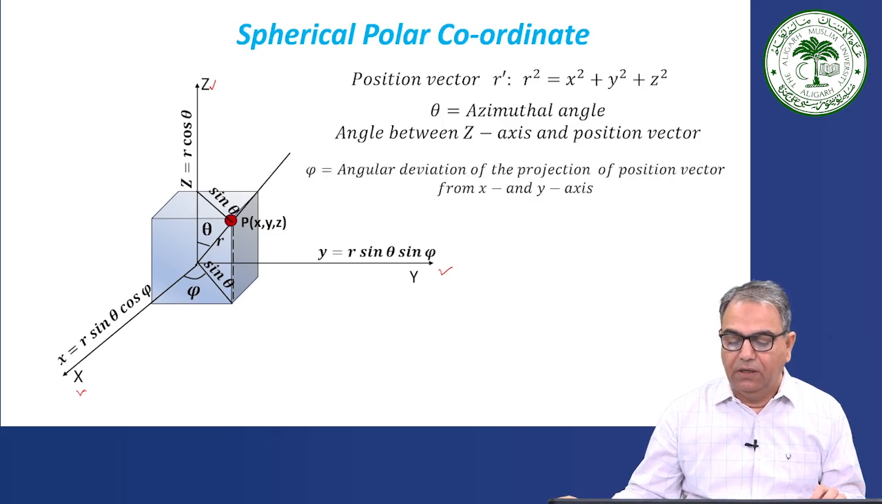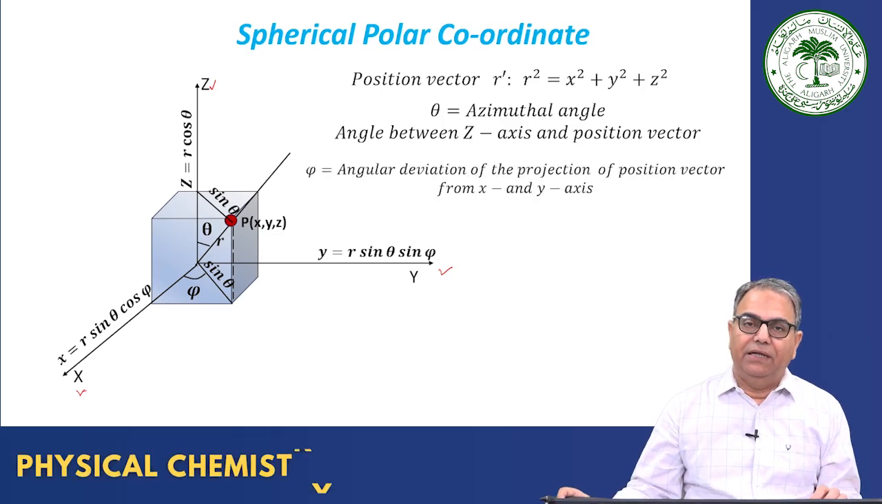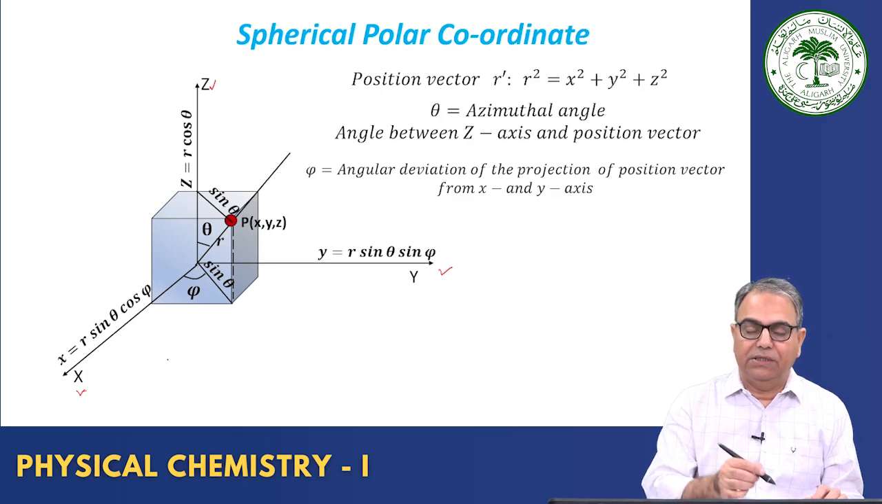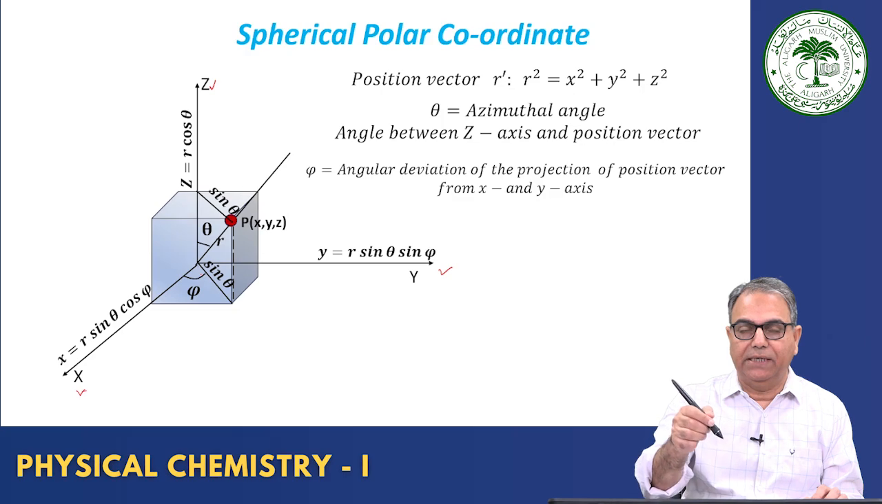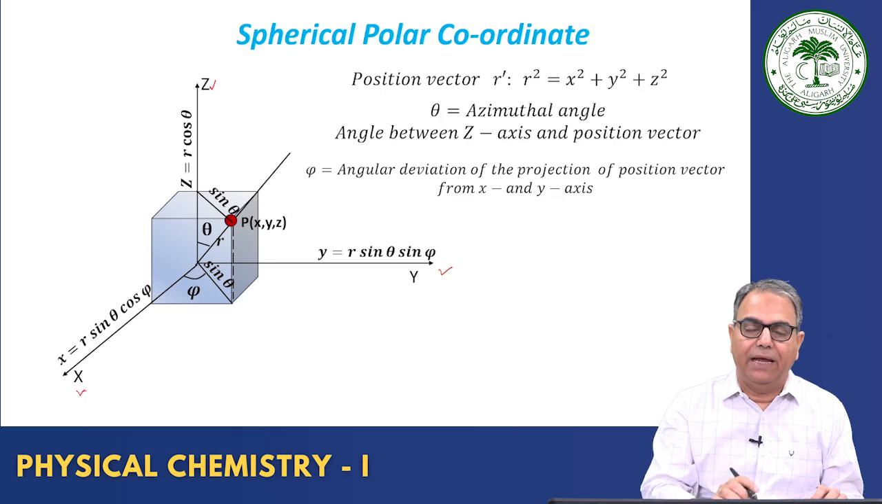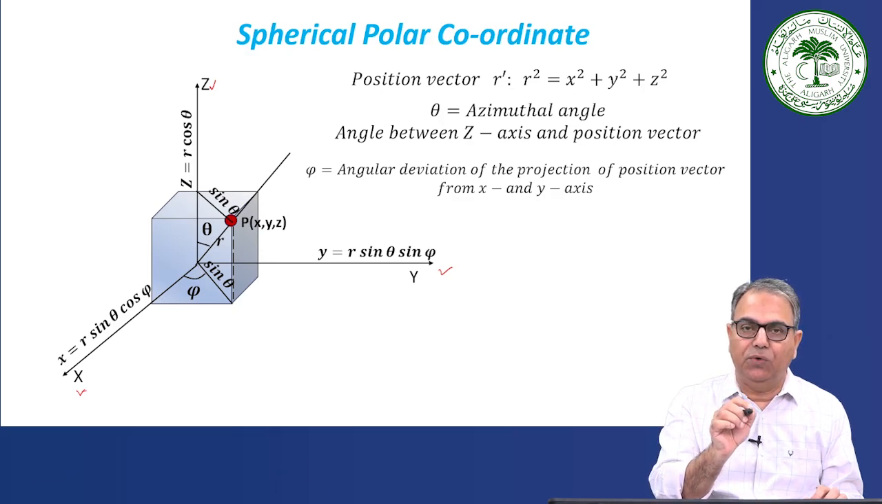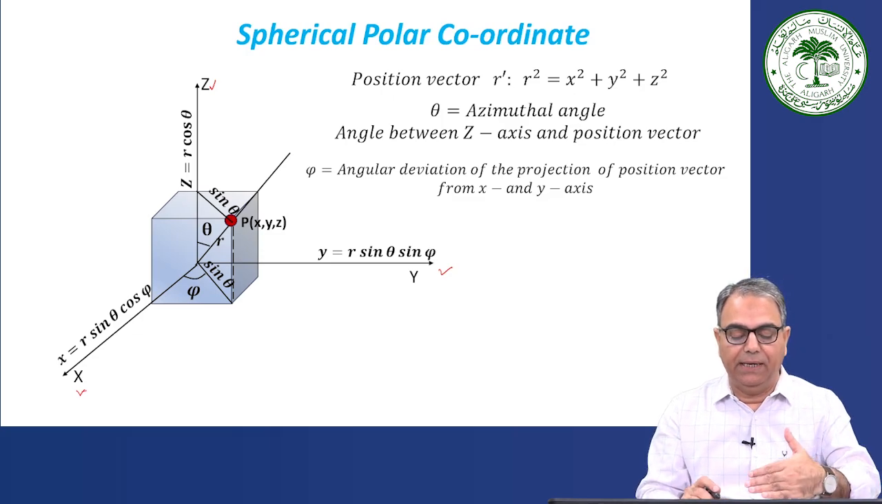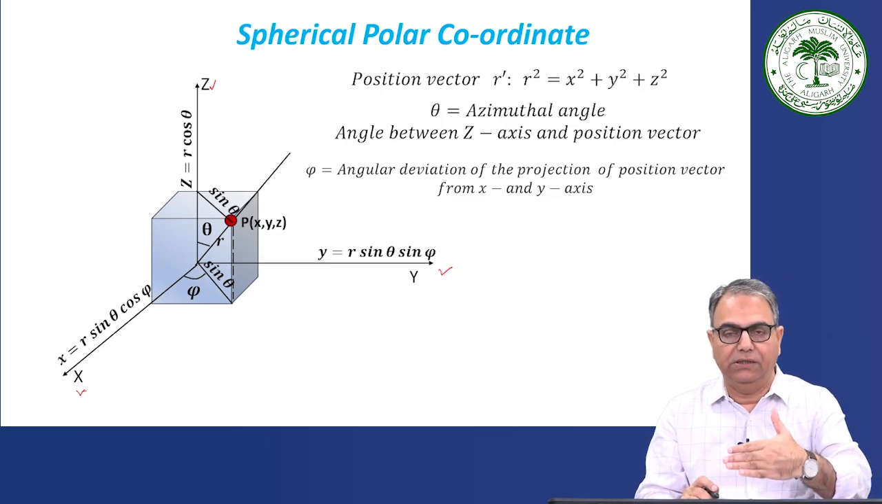The second coordinate is theta, because whatever line is drawn from the origin to the particle, the angle this line makes with the z axis is called the theta angle. Then from the point you drop a perpendicular onto the xy plane. The xy plane is a plane cutting across the board. This is how the xy plane is going.